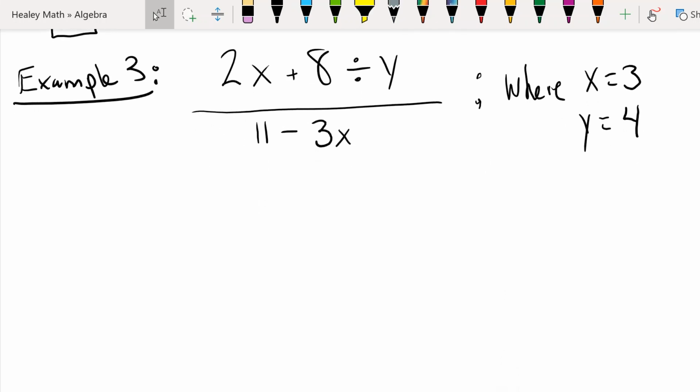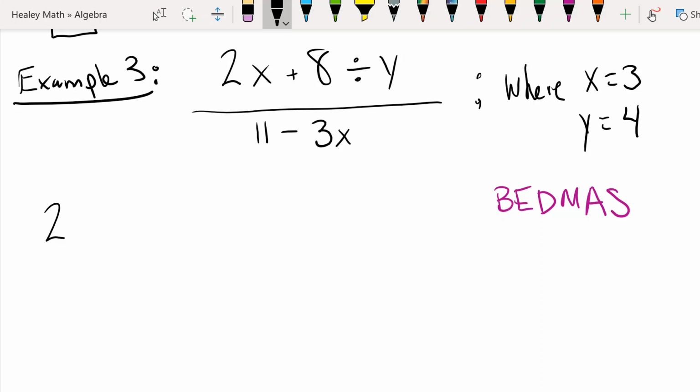It's important that we remember our favorite word, BEDMAS. B stands for brackets, E stands for exponents, division, multiplication, adding, subtracting. So our first step is wherever we see x, we will replace the variable with its known value, 3.